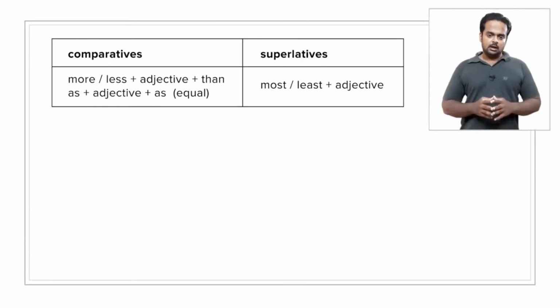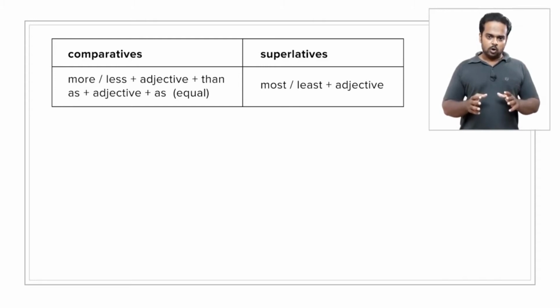What are comparatives and superlatives? Well, these are words that help you to compare nouns, people, places, animals, things, etc. And we do that using adjectives. Comparatives are found in this form, more or less plus an adjective plus than, or as plus adjective plus as. And this means that the 2 nouns we are comparing are equal. Superlatives appear as most or least plus adjective.